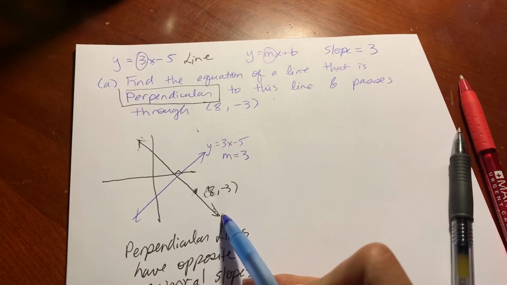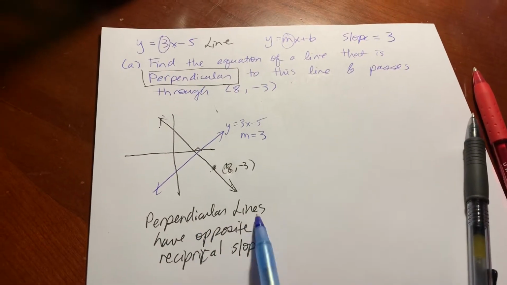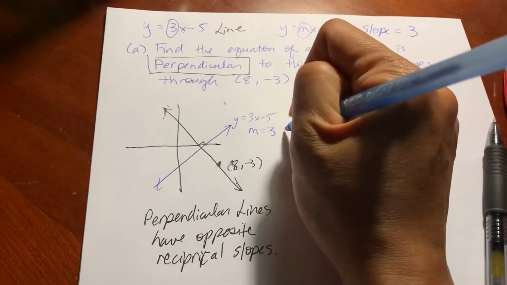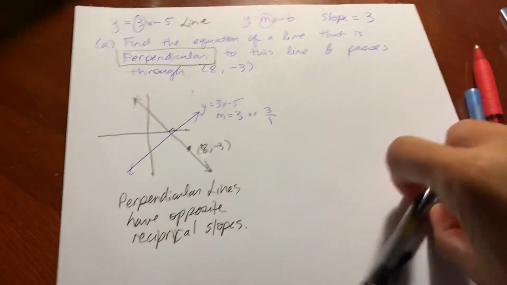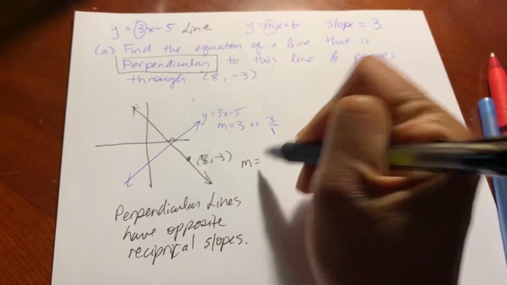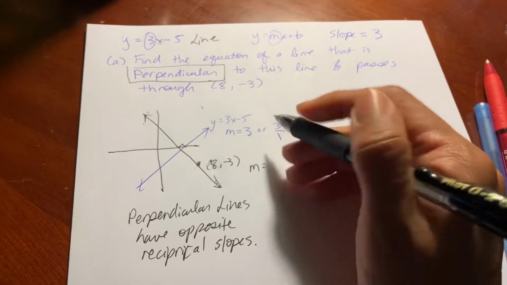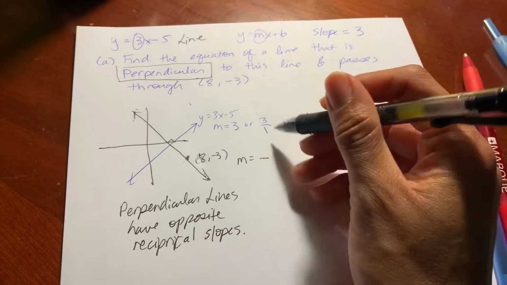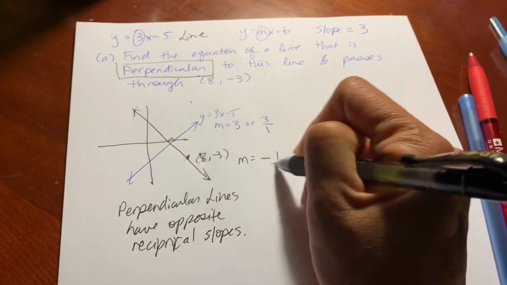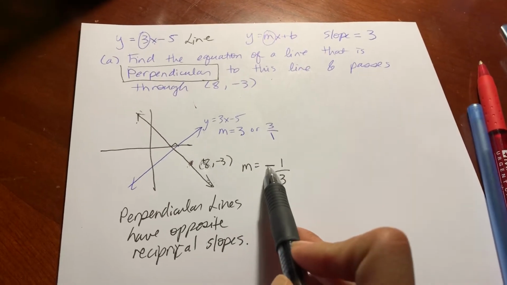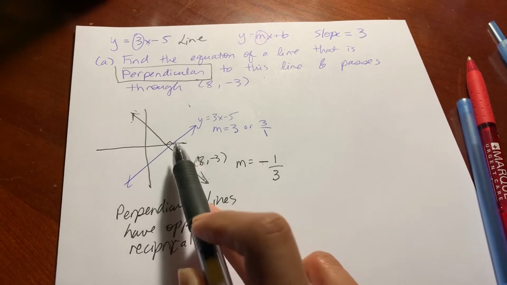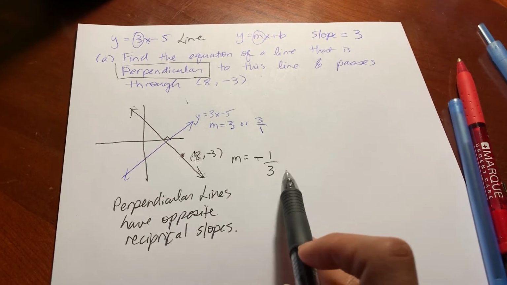Now the black line is perpendicular to it, and like I wrote here, perpendicular lines have opposite reciprocal slopes. So if this is 3, or in other words, you could write it as 3 over 1, when I say opposite, since this is positive, this is now going to become negative. And reciprocal meaning that the numerator and the denominator, you flip it upside down. So 3 over 1 now becomes negative 1 over 3. So this black line here has a slope of negative 1/3.